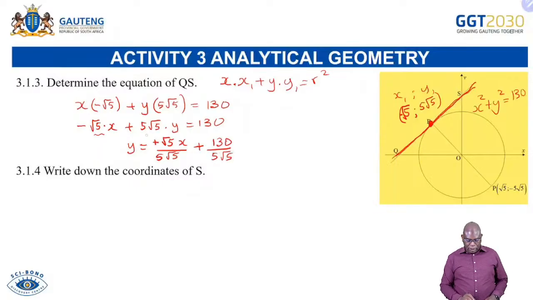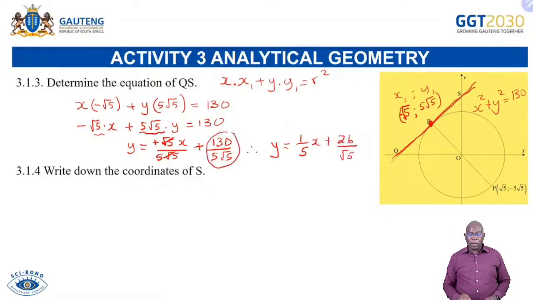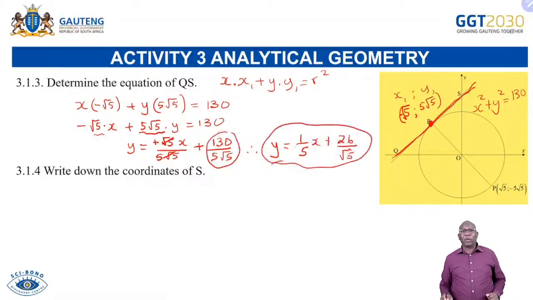So what I've done is I've taken this one here and divided everything. The minus becomes a positive on the right-hand side, and therefore my equation will be y equals 1 over 5, because the square root and the square root of 5 fall off, plus 5 into 130 will give me 26 over square root of 5. But if you use a calculator on this one, it will not give you that. The calculator is based on the rationalizing of the denominator, which I don't want to go there. And this answer will be perfect.